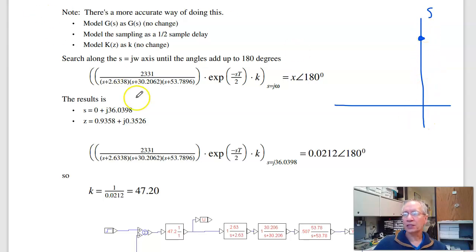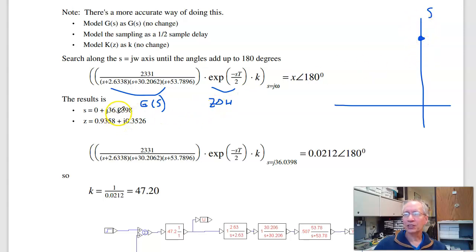And instead of converting to the Z-plane, I'll leave this alone. That's g of s. There are no approximations then. This is my sample and hold. Sample and hold looks like a half sample delay. And there's my k of z, just a gain k. Where in the S-plane do the angles add up to 180? Using numerical techniques, I just keep iterating until I find where the angles add up to 180.